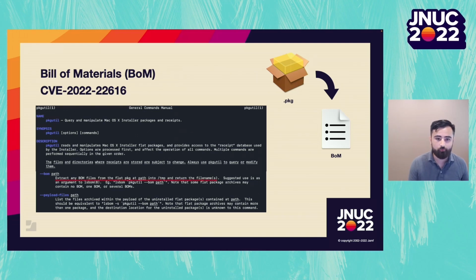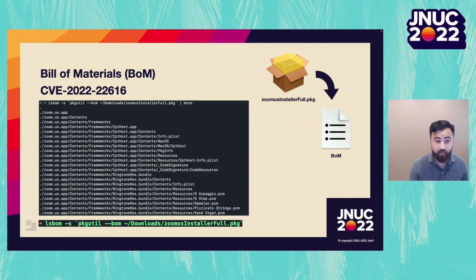Package installers also leverage the BOM, and you can actually extract BOM files from the PKG, which is exactly what we'll do. In this case, we have the Zoom installer PKG, and we'll extract the contents of that, and we can see what Zoom is going to be installing.